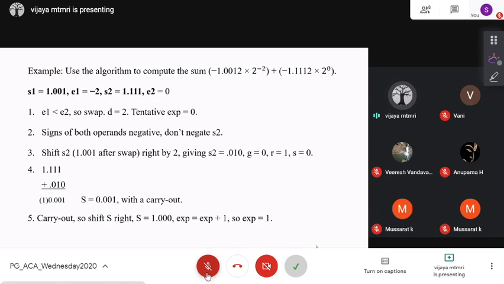Shift the S2 right by 2, giving S2 is equal to 0.010, G is equal to 0, R is equal to 1, and S is equal to 0. Then add the numbers. Then we'll get this answer. S is equal to 0.001 with the carry out. The carry out, so shift the S right, S is equal to 100. As we know that exponent is equal to exponent plus 1, so exp is equal to 1.